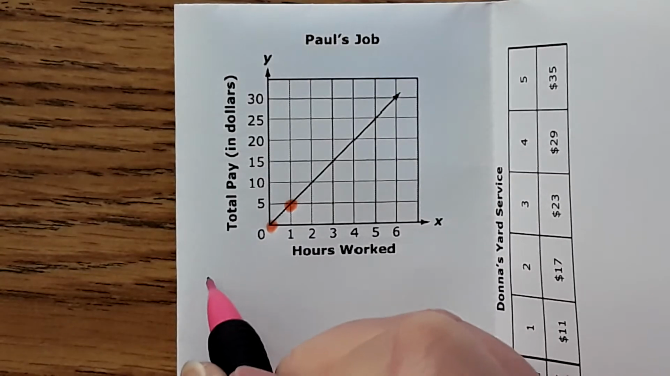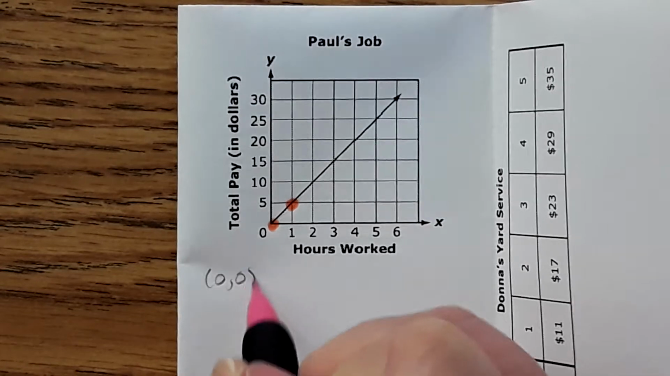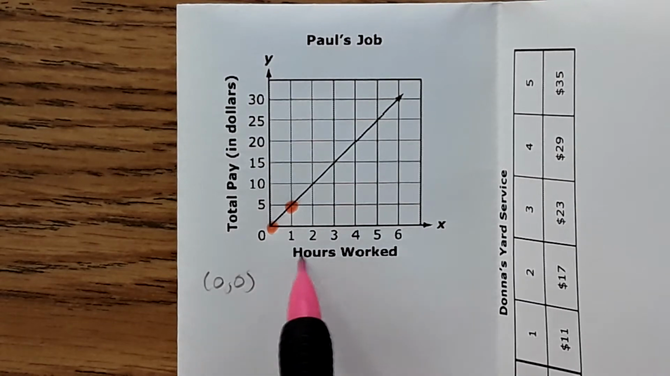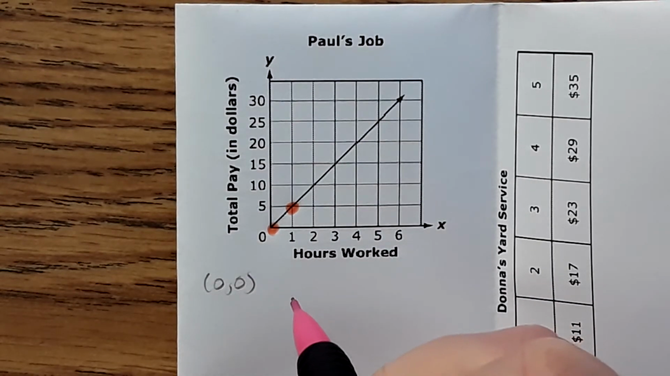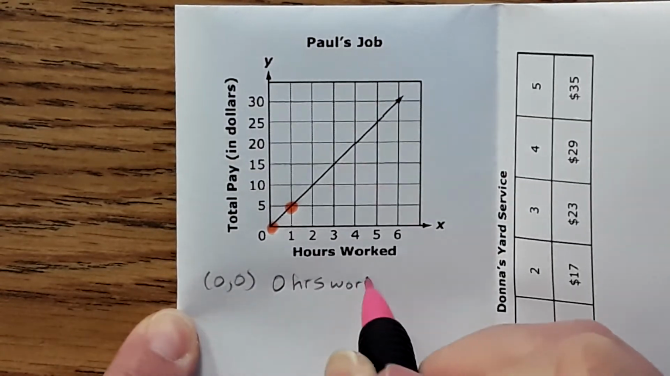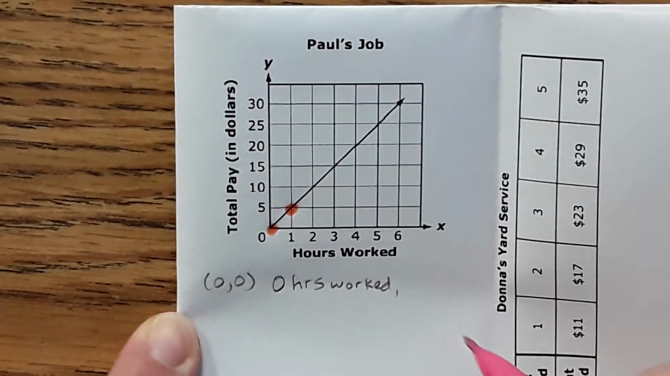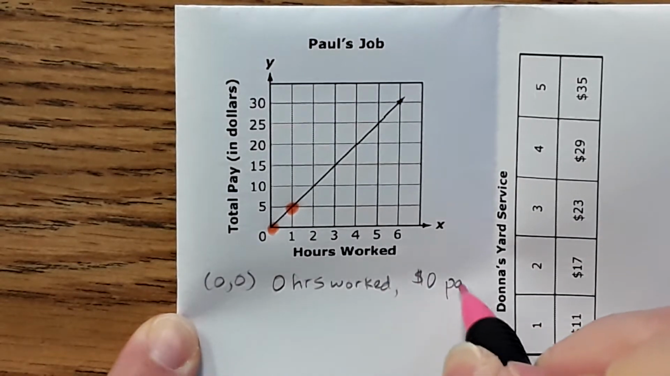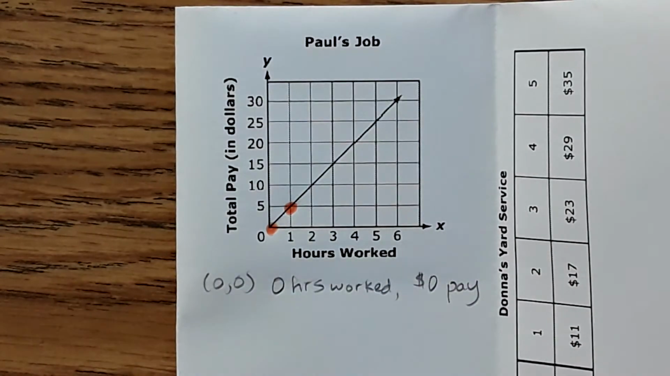The first one here is 0, 0. Now this indicates, remember this is x, y, this indicates 0 hours worked. So we have 0 hours worked and $0 pay. And that makes sense. You don't work, you don't get paid.